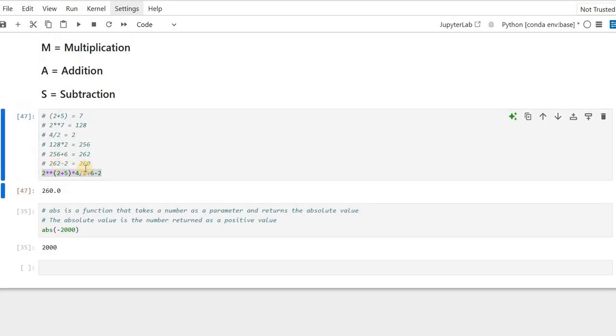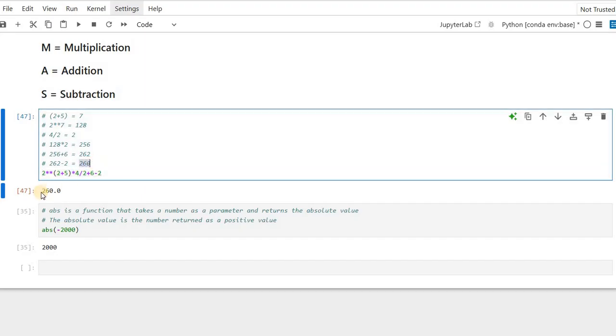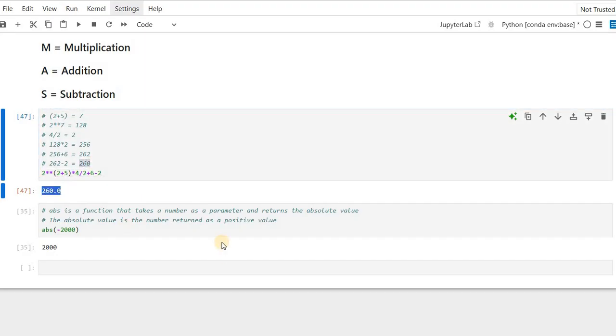So the calculator is giving the result as 260. Python is also giving the result as 260. That means you have understood the operation.